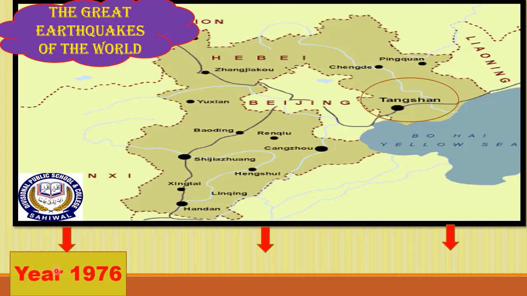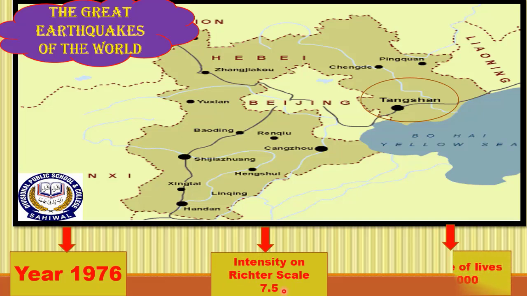Earthquake came over here in 1976. Intensity on Richter scale 7.5. 2,55,000 people died at that time. You can see it is a big loss of lives over there. So that's why this earthquake is also included in the list of the great earthquakes of the world.